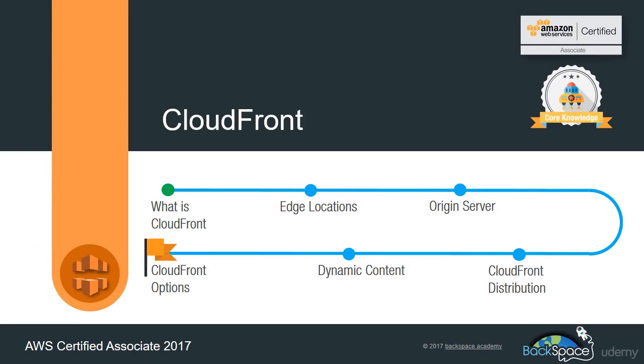In this lecture on CloudFront, which is AWS's content delivery network, I'll talk about how CloudFront is used to cache regularly used content to edge locations located across AWS's global infrastructure. I'll talk about origin servers, which contain our content to be cached, and I'll talk about a CloudFront distribution, which defines what is to be cached and how it is to be cached. And I'll talk about dynamic content. How do we manage content to be cached that is changing on a regular basis? And finally, I'll talk about the options available to us for using CloudFront.